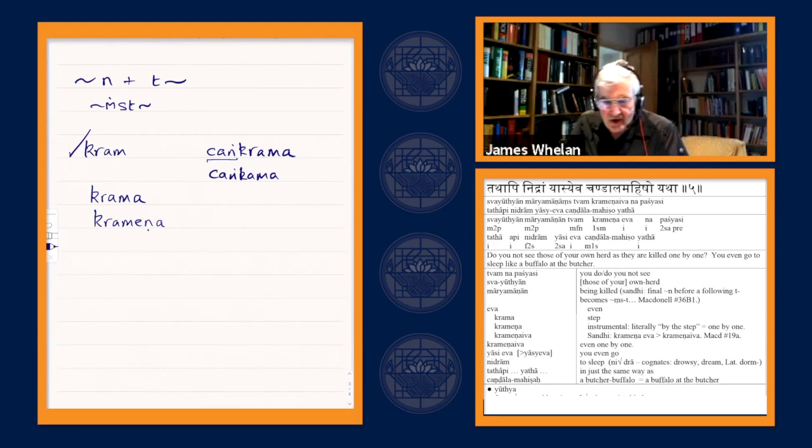So do you not see your fellow herd members, the members of your own group, being killed one by one? And the eva is just this emphatic particle: even just one by one. Look at them, one by one. You're next. You can't escape it. Kramenaiva. So it's svayuthyan marayamanan tvam. Tvam just means you, singular.